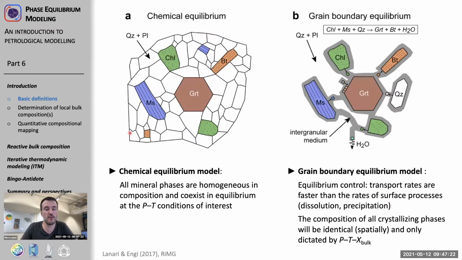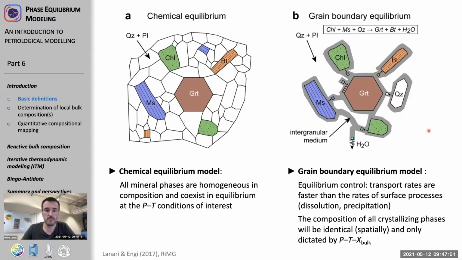So let's start with a few basic definitions just to remind the concepts on which the models are based. We mentioned several times over the presentations that when we run the forward models, we assume chemical equilibrium. And this means that all the mineral phases in our system are homogeneous in composition. There is no compositional zoning, and they coexist in equilibrium at the pressure and temperature conditions of interest.